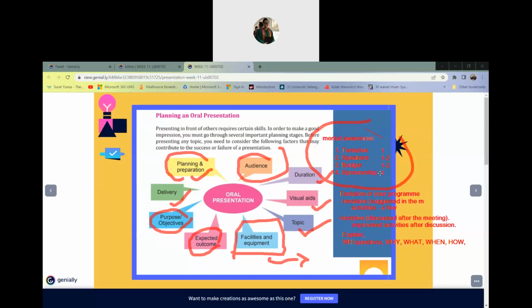The same thing with sponsorship. Explain why. How did you get the sponsorship, right? What were the procedures and everything? How much money, the allocation and everything. Those kinds of things.